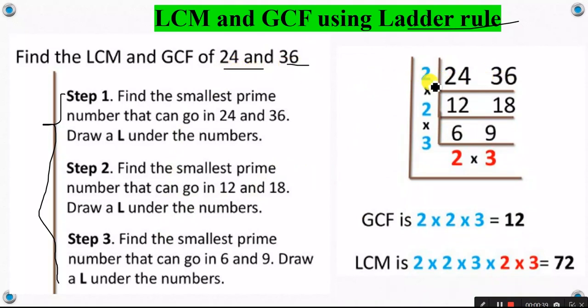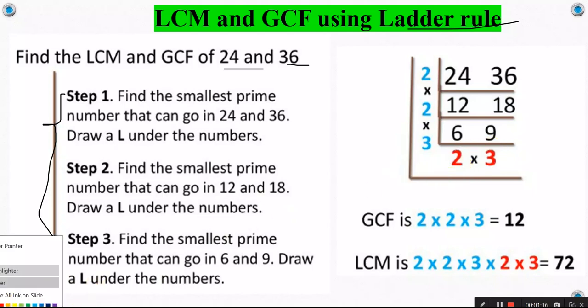So 24 divided by 2 is 12. 36 divided by 2 is 18. 12 divided by 2 again is 6. 18 divided by 2 again is 9. Now both are not divisible by 2, so we have to divide by the next prime number, which is 3. So 6 divided by 3 is 2, and 9 divided by 3 is 3. So we get prime numbers for both, and we have to stop there.